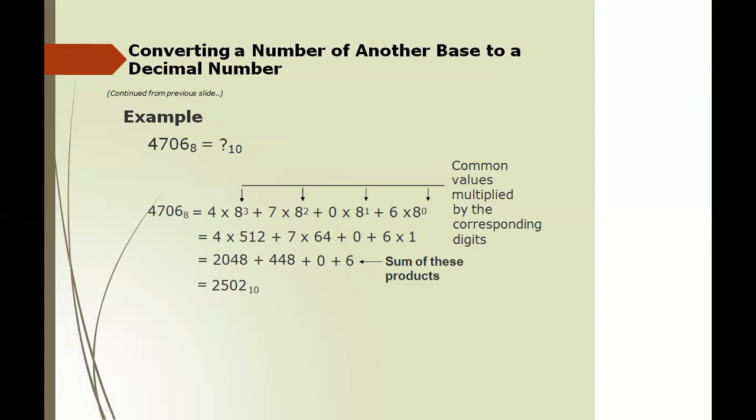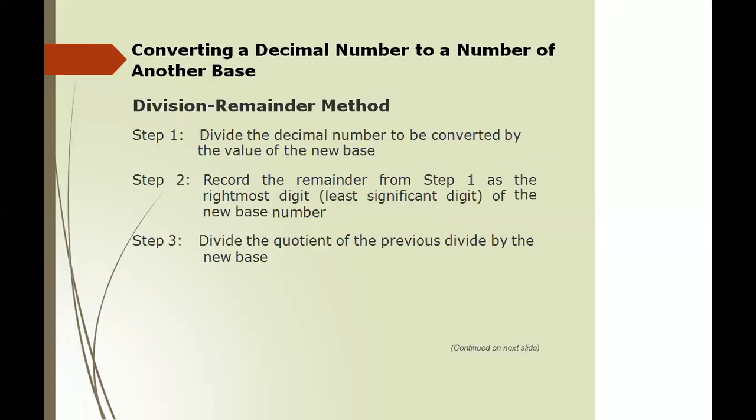That's why we use 8 here, because initially this number belongs to the octal system. And here 3, 2, 1, or 0 are the powers in the column values, and we multiply the column values by the corresponding digits. And after multiplying, we sum these products, and we get the value in the decimal number system.